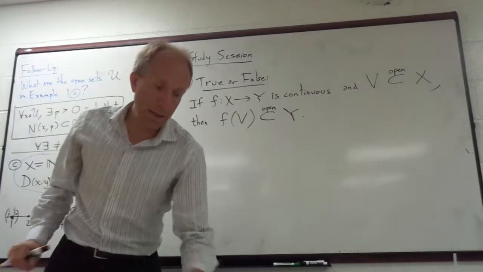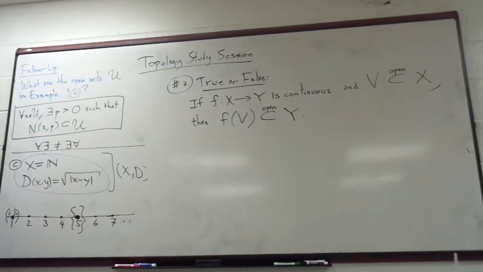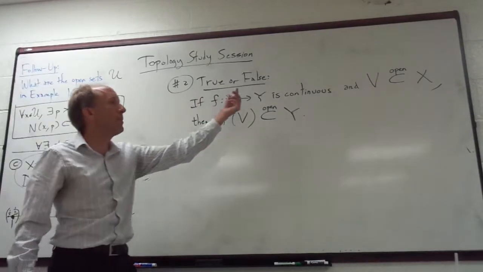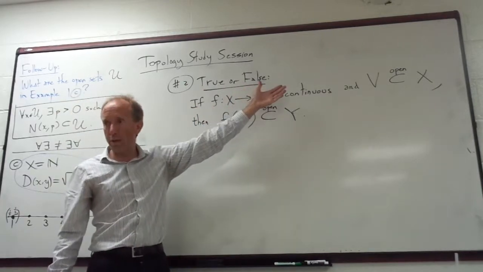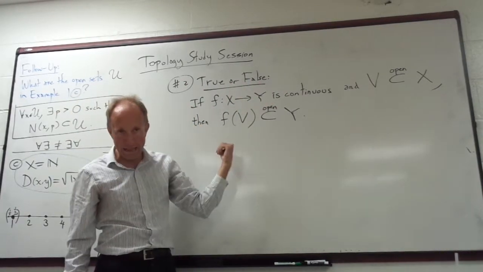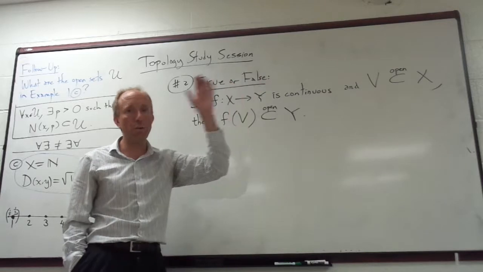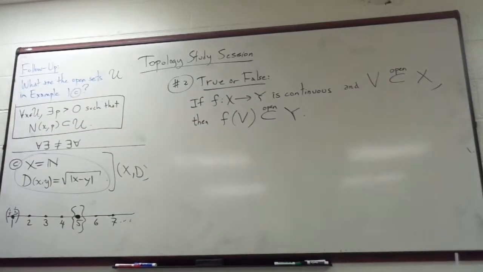So this is not what Proposition 8 is saying. Proposition 8 says if you start with an open set in Y, the pre-image of it under a continuous function will be open in X. Right, but this is going the other way now. So that's why we want to think about this. Do you think it's going to be true?